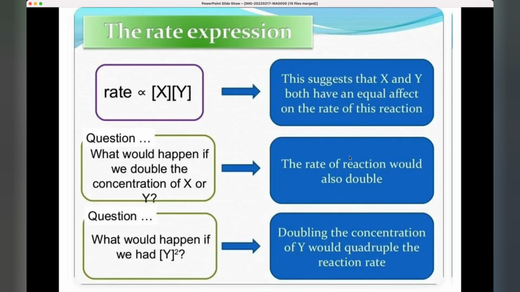Now, we already saw that rate is proportional to the concentration of X and Y. From that, what do you understand? You can know that both X and Y have an equal effect on the reaction rate. Suppose you double the concentration of X or Y, then the rate of the reaction will also be doubled. And what will happen if you square the concentration of Y alone? When you double the concentration of Y, it will quadruple the reaction rate. So, remember these three conditions.